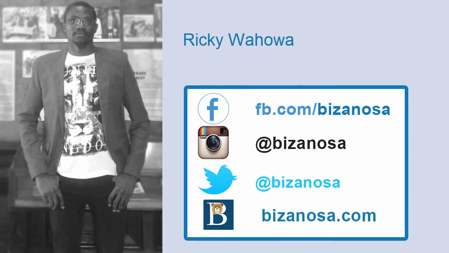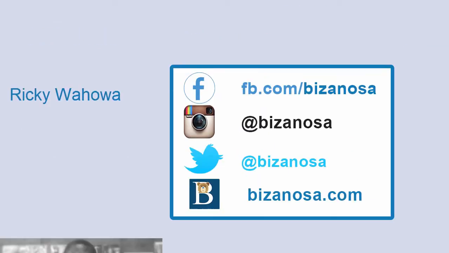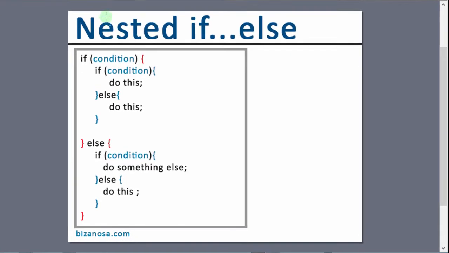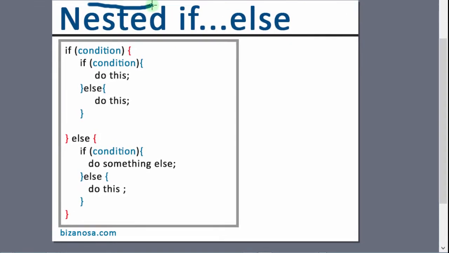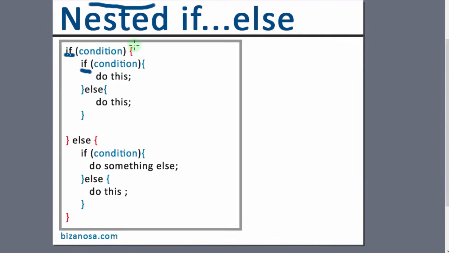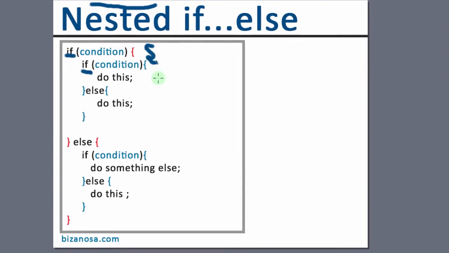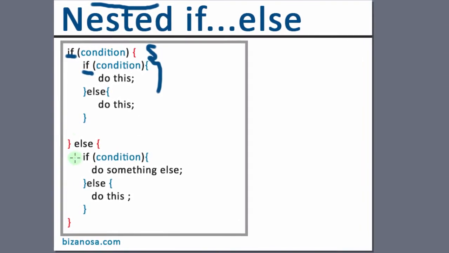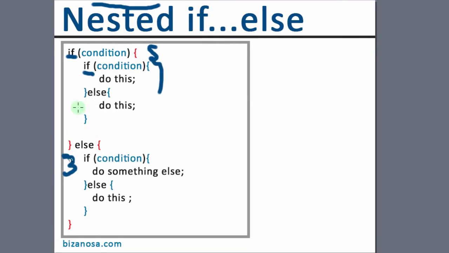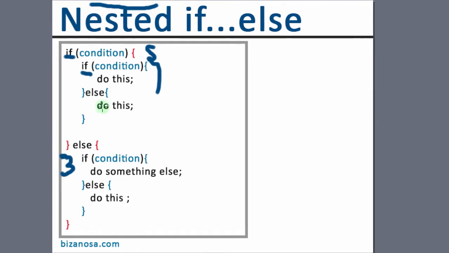Hey, and welcome back. So in the last video we said that we can also have the nested if statement. Now a nested if has an if within an if. So for example, we have this if, and that's where it starts, and then it ends there. And within this if we have another if in there, and this if also has its else.